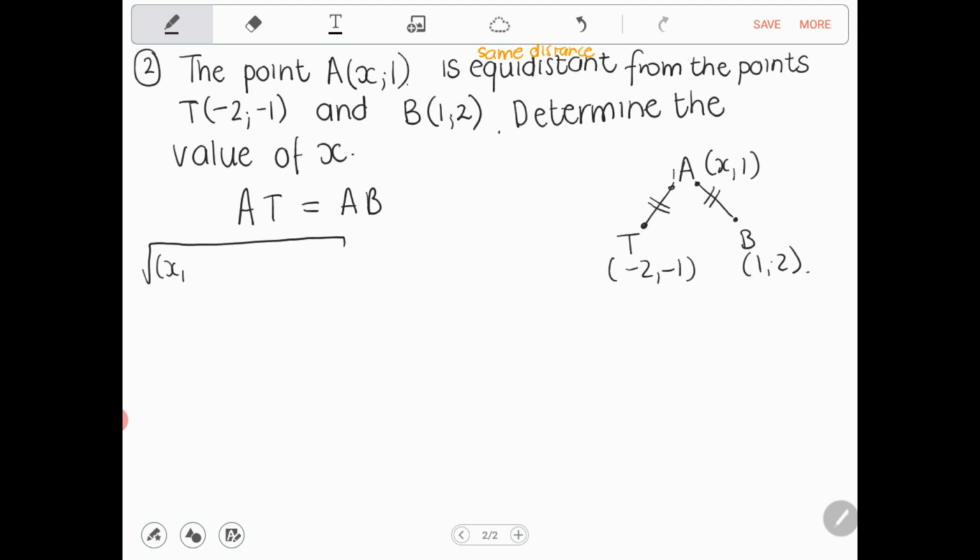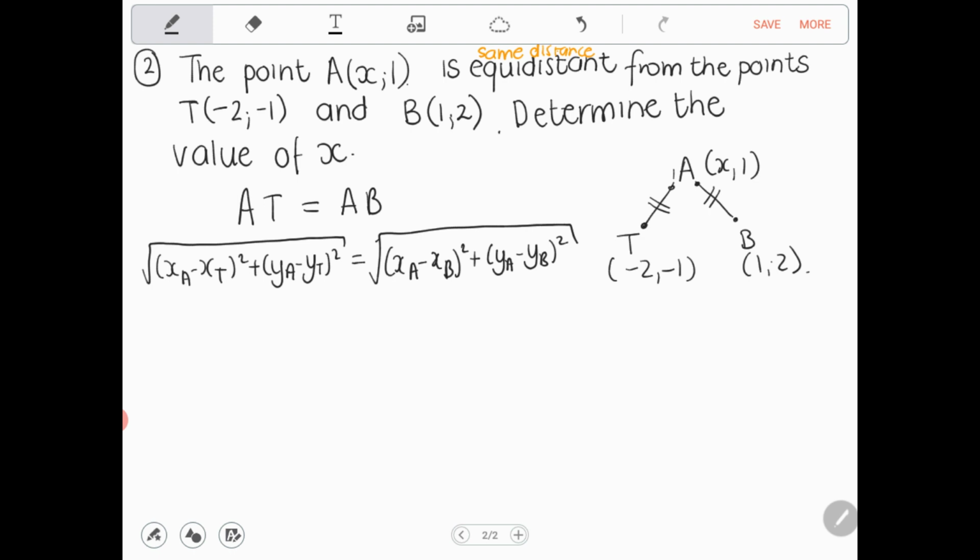Well, it's the square root of the x at A minus x at T squared plus the y at A minus the y at T squared. And how do I find the length of AB? Well, the x at A minus x at B squared plus the y at A minus the y at B squared. So there's my distance formulas, making the two lengths equal. Okay, so we're going to fill these in from the information we have at the side here.